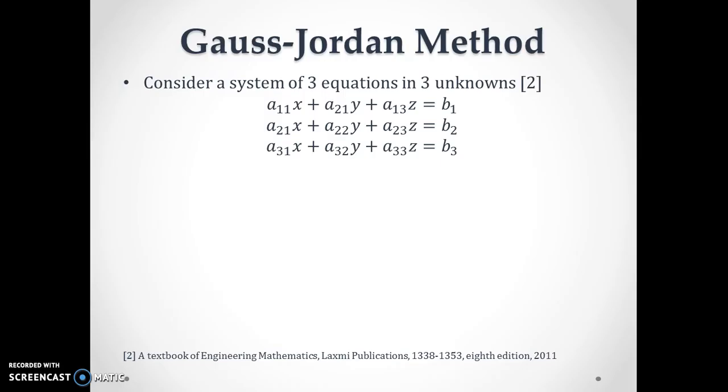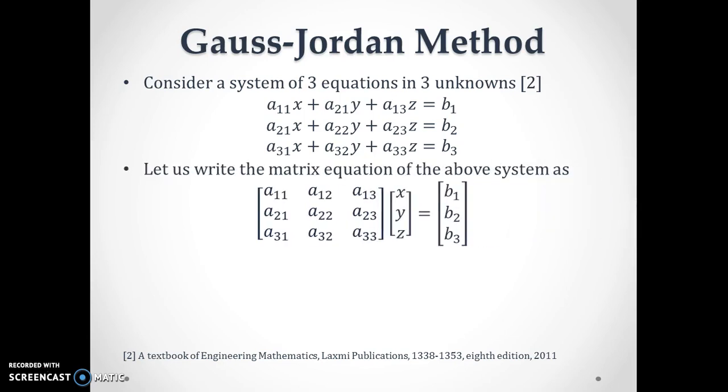Now for simplicity, I'm going to consider the system of three equations in three unknowns, but the same procedure is applicable for 4 cross 4, 5 cross 5 or up to n cross n matrix system of linear equations. So what we do next is, once we have the system, we rewrite it in the matrix form in this way. This is the coefficient matrix, the solution matrix and the constant matrix. So therefore we get this as a compact form.